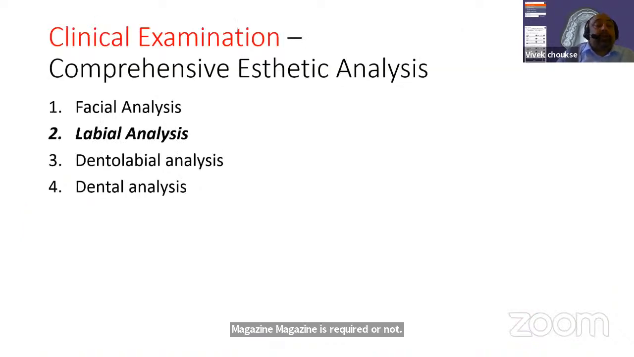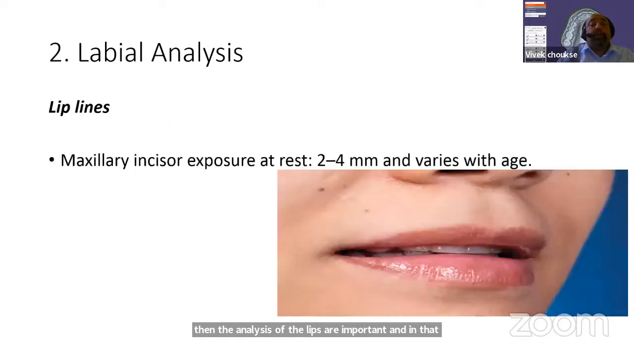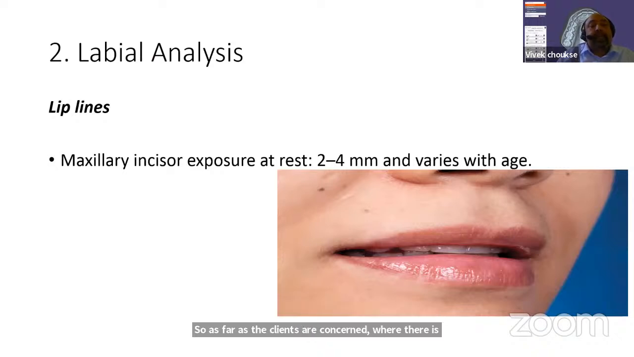Then coming to the labial analysis, after the facial analysis, the analysis of the lips is important, and in that we will be seeing the lip lines, lip morphology, and lip posture. As far as lip lines are concerned, there is a maxillary incisor exposure at rest of 2 to 4 millimeters, but it usually differs according to the age.